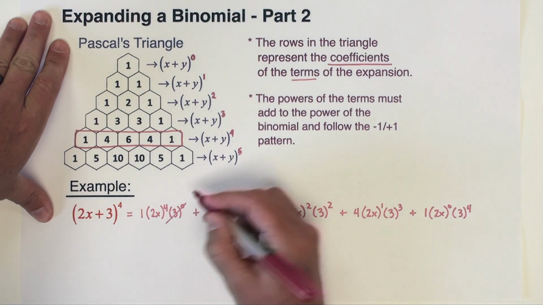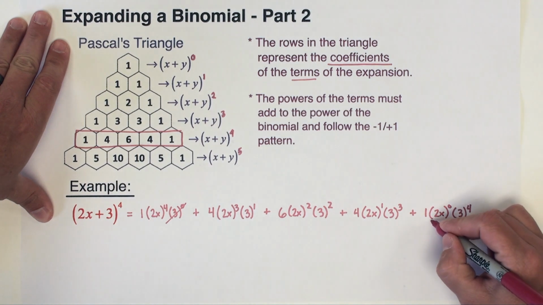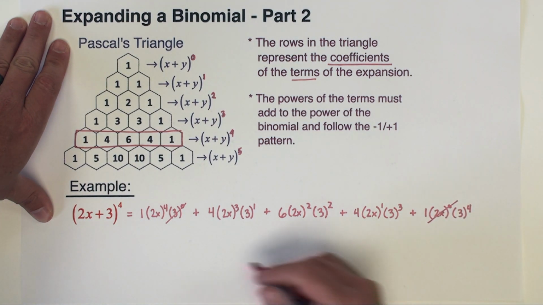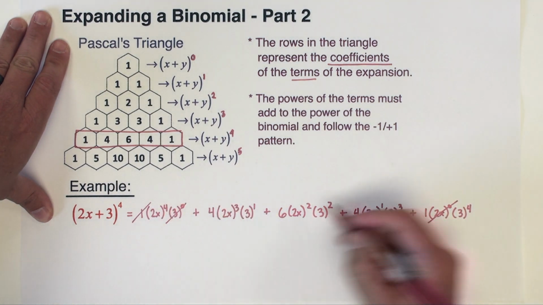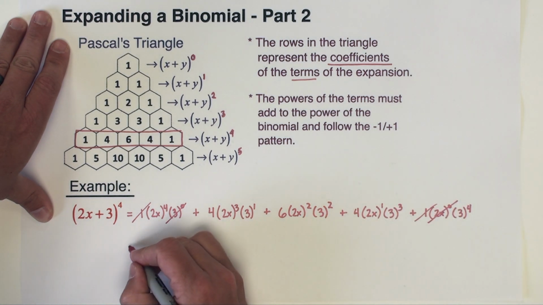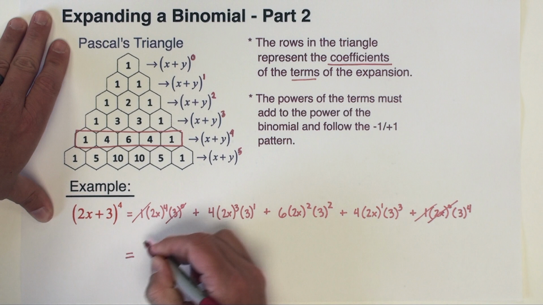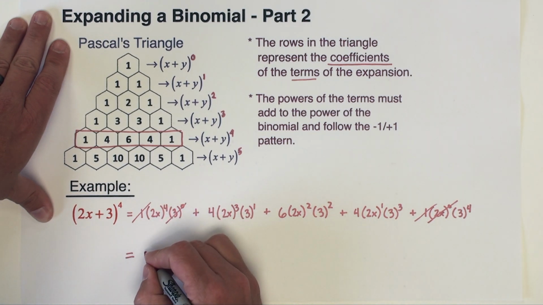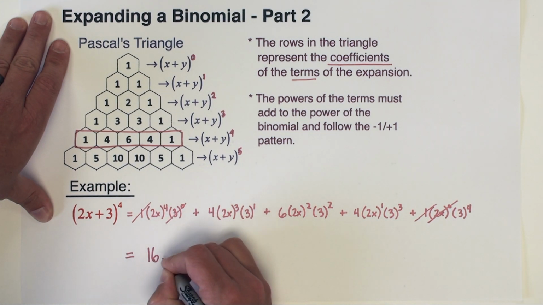3 to the 0 is just 1, so that's not going to matter. 2x to the 0 down here is 1, that's not going to matter. Obviously, multiplying by 1 doesn't change anything, so just clean those things out. This first term is just 2x to the fourth, so 2 to the fourth is 16. X to the fourth is x to the fourth.